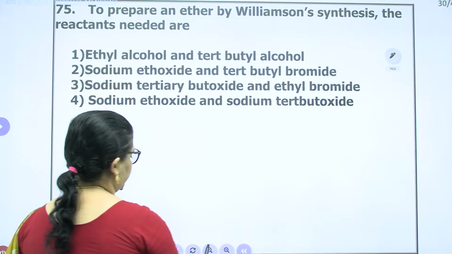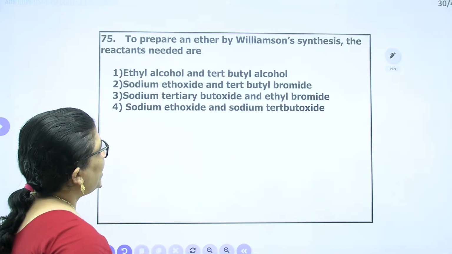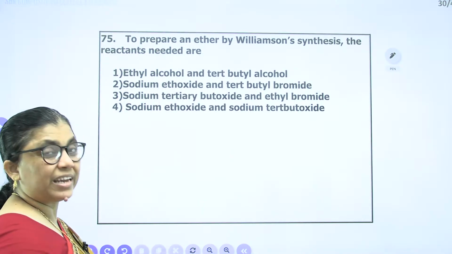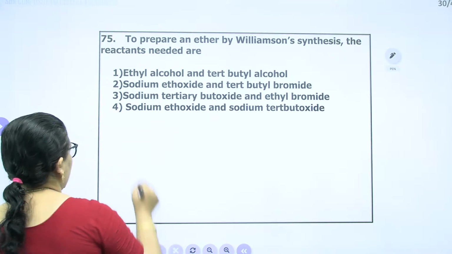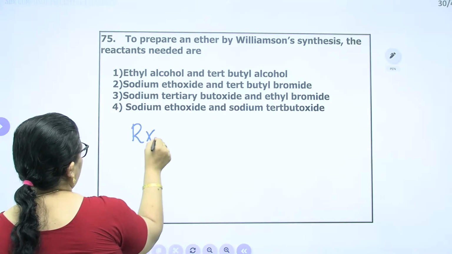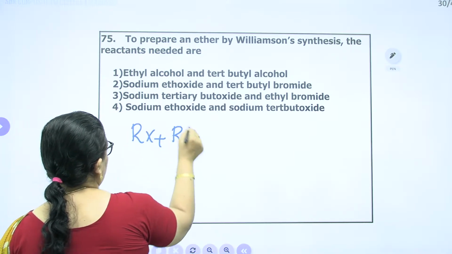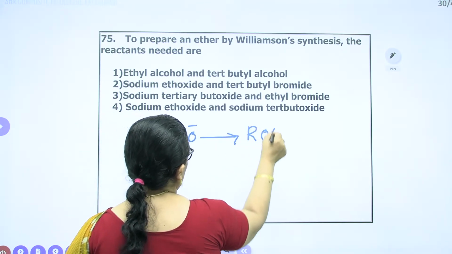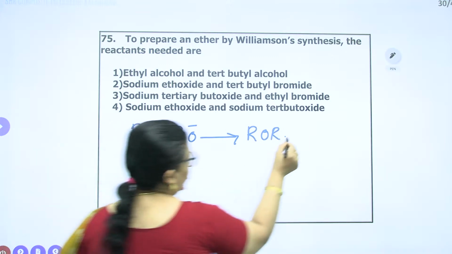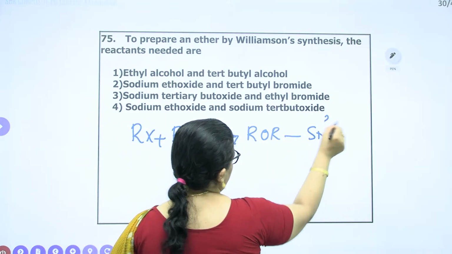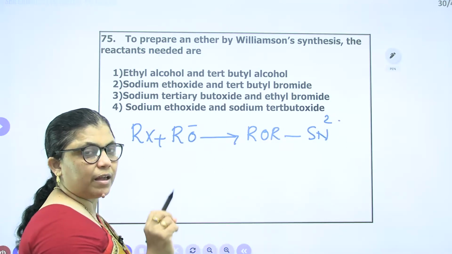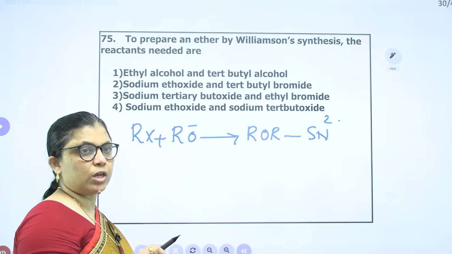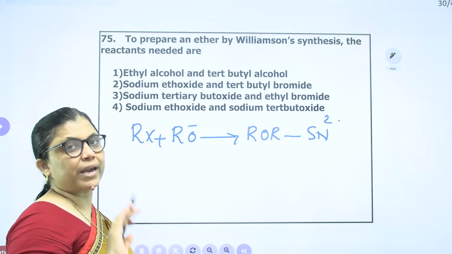75. To prepare ether by Williamson synthesis, the reactants needed are an alkyl halide with an alkoxide ion. The alkoxide ion will produce ether. It is an example of a nucleophilic substitution reaction which follows the SN2 mechanism.